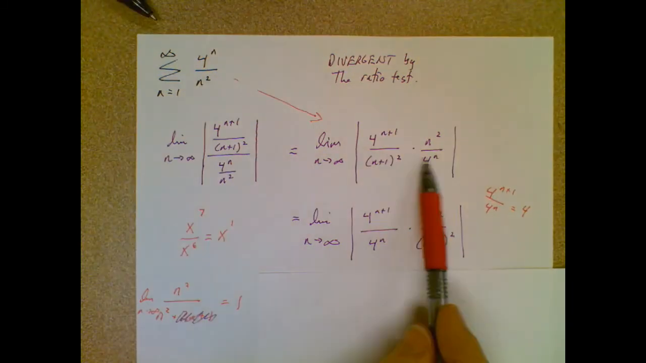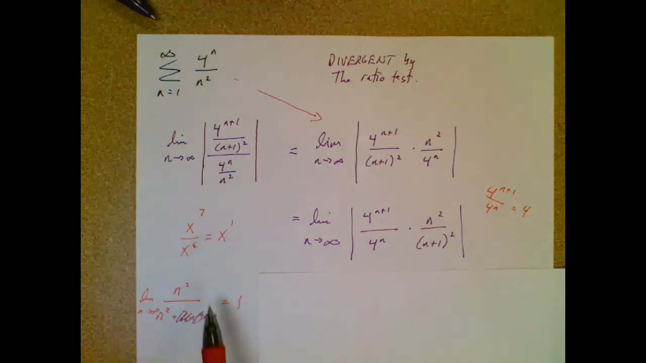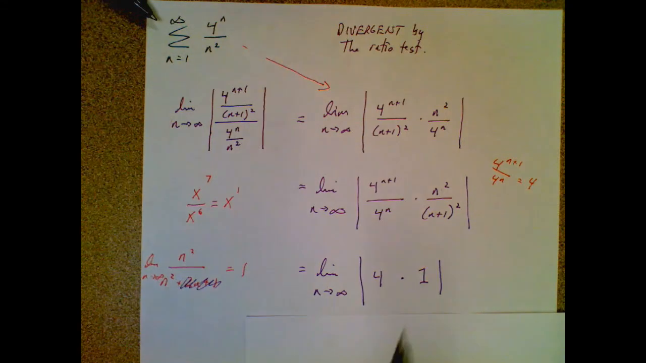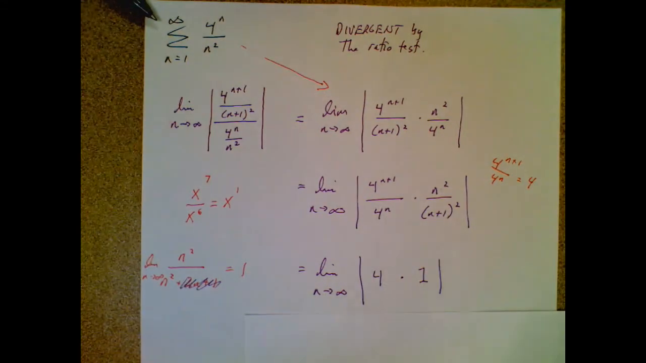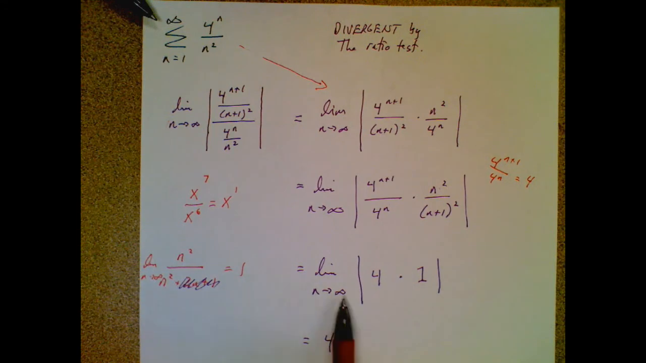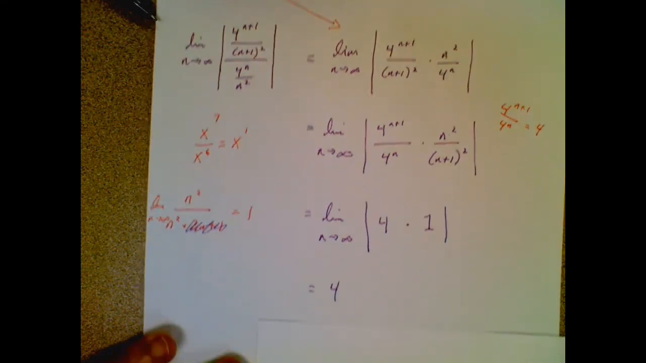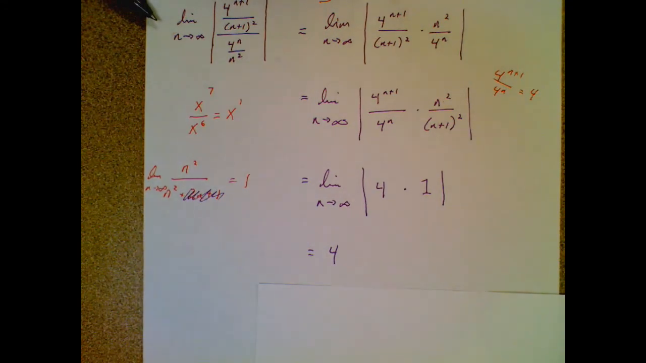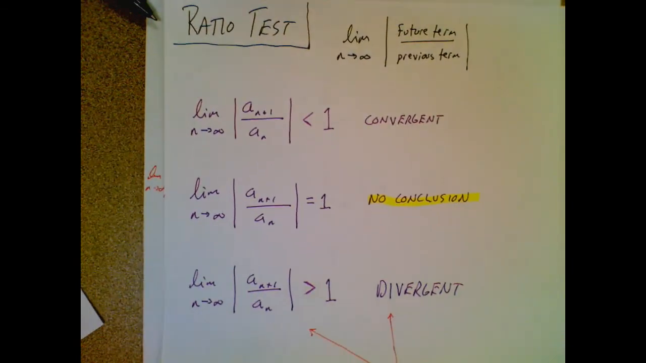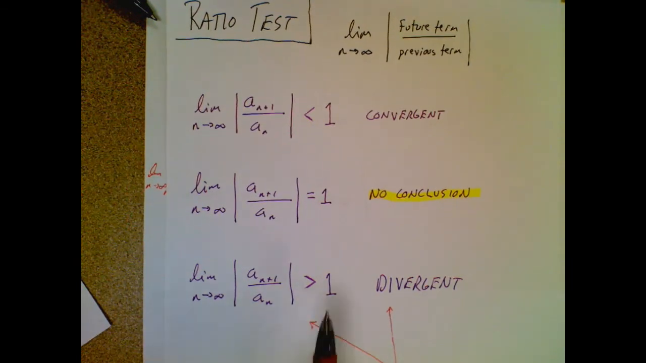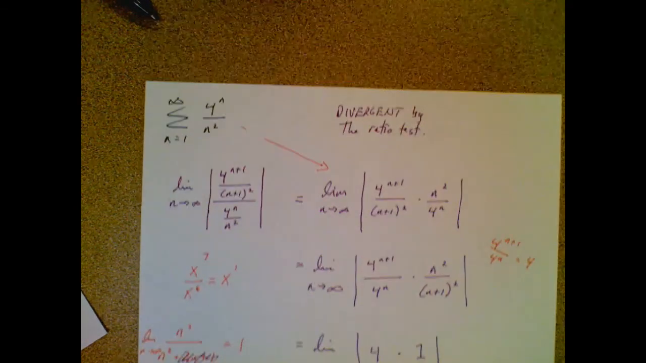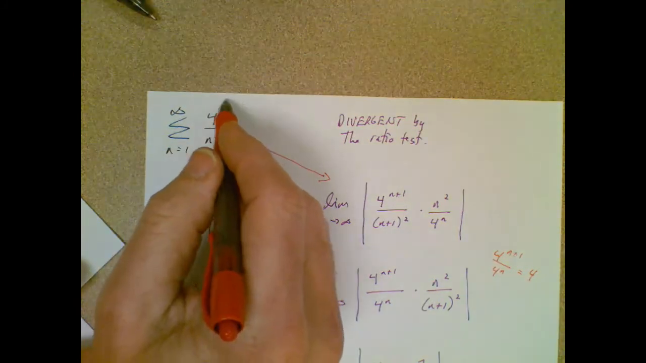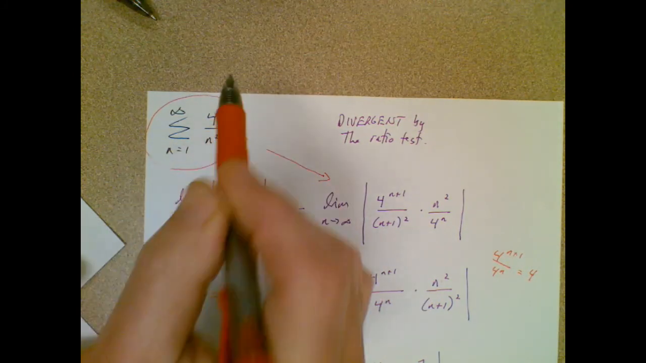Well, the purpose of this eyeball adjustment going from here to here was to make these comparisons a little bit easier for my brain to digest. So now that becomes a 4, that becomes a 1, and limit as n approaches infinity of 4 times 1 is just a plain old 4. Okay, so if I have that 4, now I go back to these rules, or the intuition in my brain. Because the result of my limit was greater than 1, and 4 is greater than 1, I say divergent by the ratio test.